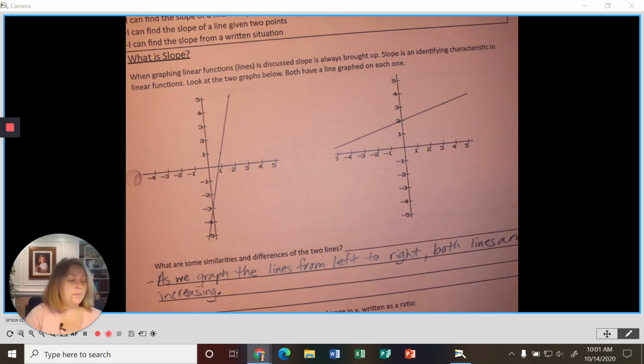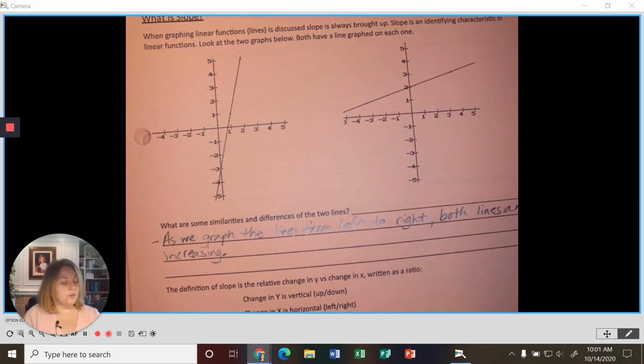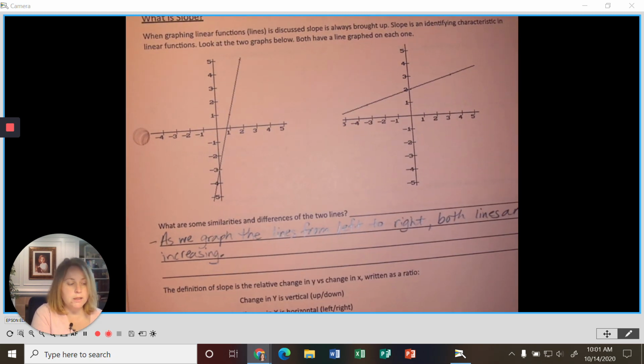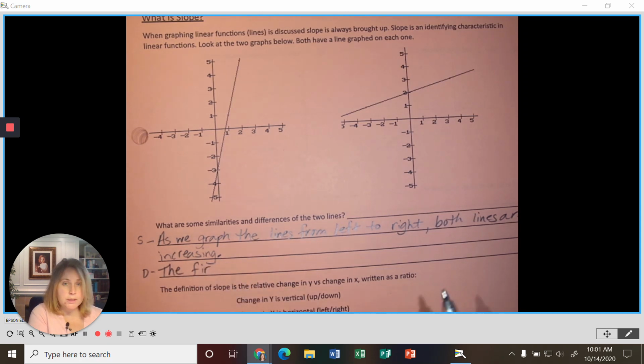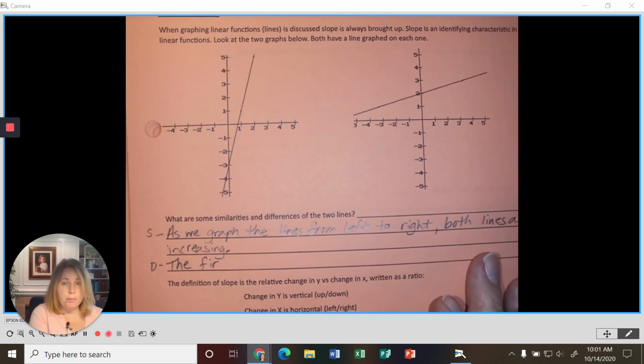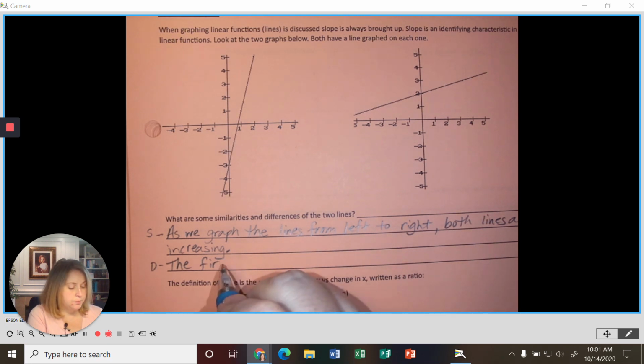Okay. The first line is rising, so that's a similarity. Here's a difference. If you look at the first line, it's increasing at a faster rate than the second line, so that's a difference. I'll just put S for similarity here, D for difference. The first line is increasing more rapidly than the second line.